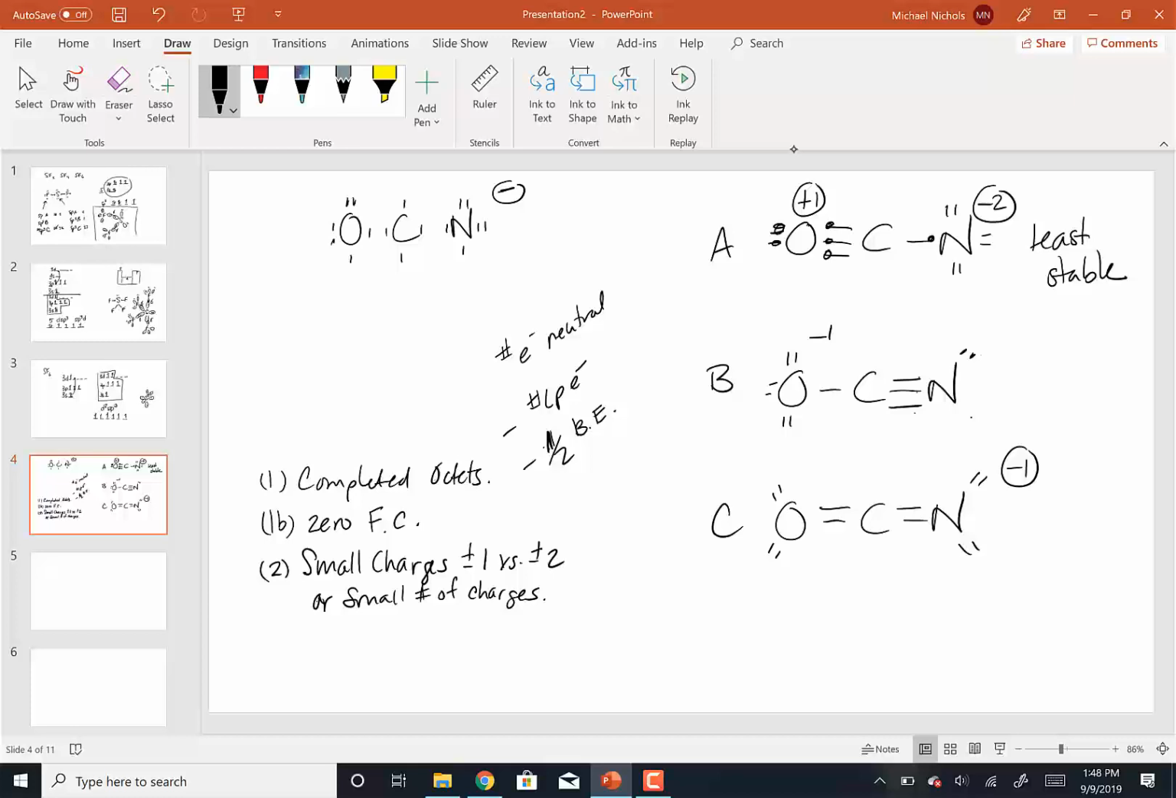All right, so number B and C then, letters B and C are still tied, right? So now we need to go to rule number 3, which says that the electronegativities match the charges as best we can. And that's an overstatement of what was in the notes. Basically, that means that negative charges should go on the most electronegative element, and the positive charge would go on the least electronegative element. So in this case, the negative charge is going to be more comfortable on O or N.